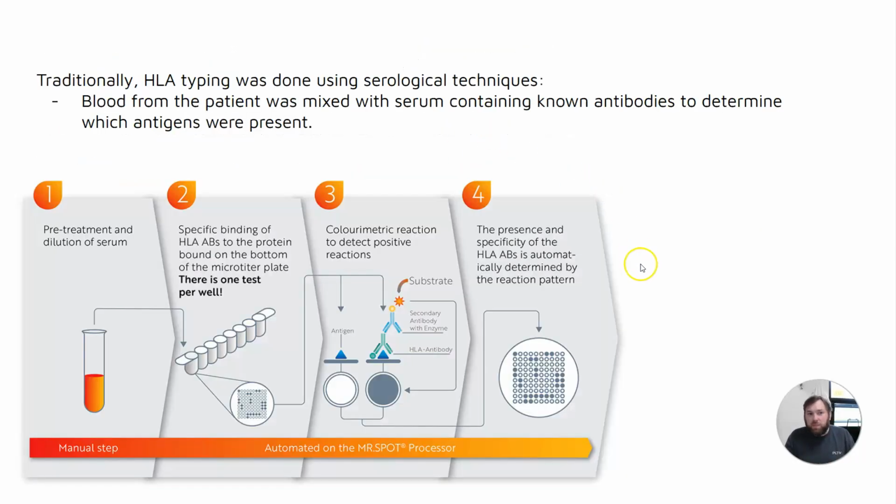Now, traditionally, HLA typing was done using serological techniques. They would pull the blood from the patient and mix it with a serum containing antibodies to determine which antigens were present. If they had agglutination inside that sample, if they had the antibodies on top of the antigens, then that means that there was a positive test, and therefore we would know exactly what the tissue typing is based on the interaction between the antibody and the antigen in the lab.